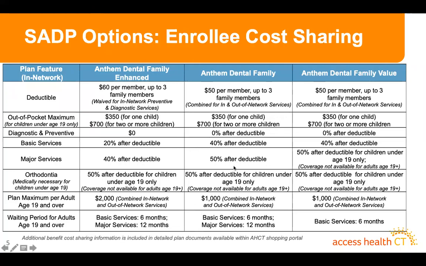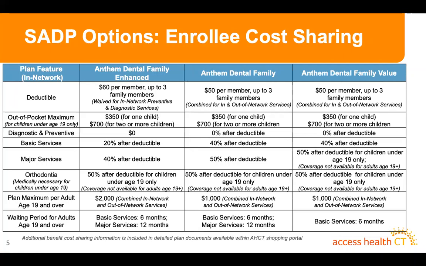One item that I did just want to touch on a little bit more, since we seem to have a little bit of time, is the value that you would be able to obtain through one of these particular plans. So in the Anthem Dental Family Enhanced Plan, that particular plan design has a plan maximum per adult of $2,000. For children, there is no plan maximum that is applied to any of these plans. As I mentioned earlier, in order to be ACA compliant, a plan maximum cannot exist for children under age 19 per the Affordable Care Act. So the Dental Family Enhanced Plan, again, has a $2,000 maximum.